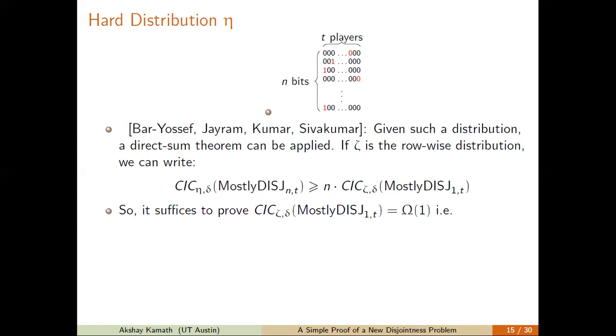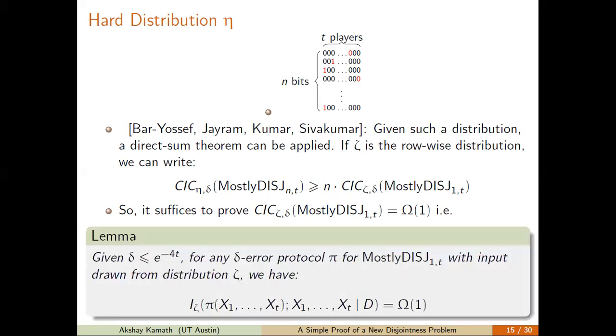So it suffices to prove that the conditional information complexity for this one row is omega of 1 in order to prove an omega of n randomized communication complexity lower bound for mostly disjointness on n coordinates. So the lemma that we prove is that given delta less than or equal to e to the negative 4t, any delta error protocol for mostly disjointness with input drawn from the distribution zeta must have this conditional mutual information term being omega of 1.